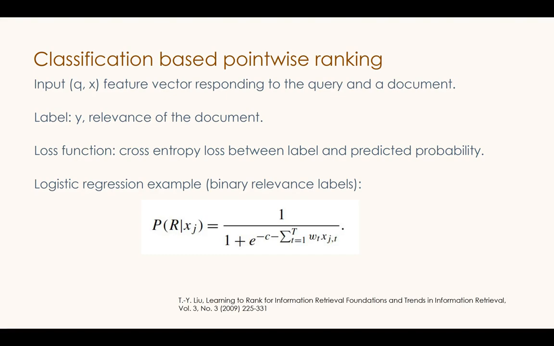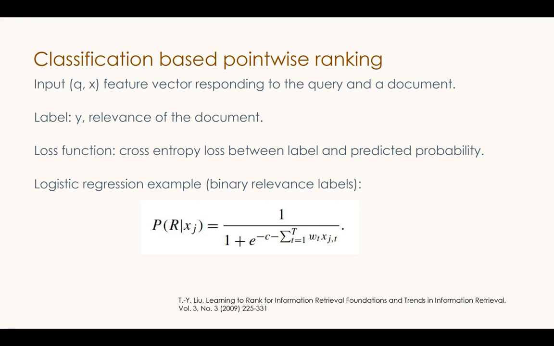The second category is classification-based pointwise ranking. We have the same input, same output. Now the relevance of the document usually is the class of the document. So if it's a binary case, you can have two classes: one is relevant, the other irrelevant, so 0 or 1. And you could have multiple classes, like a perfect match, a partial match, and maybe irrelevant. Three categories in this example.